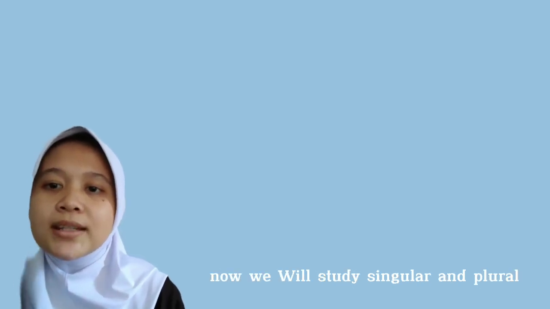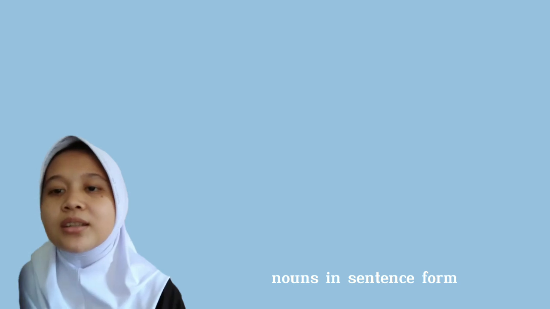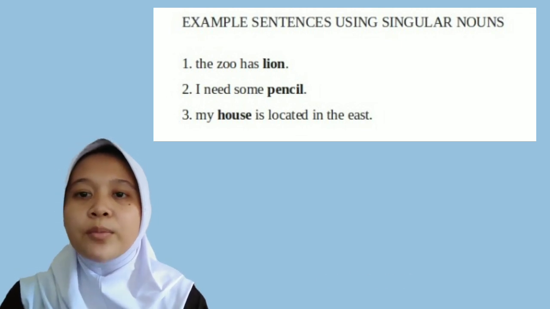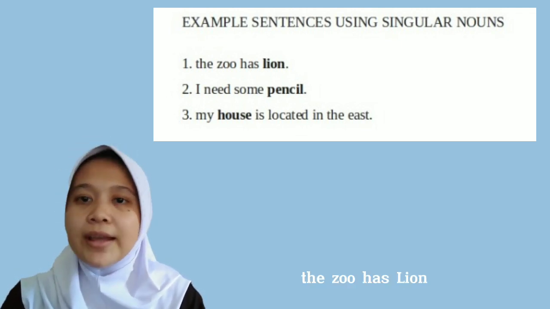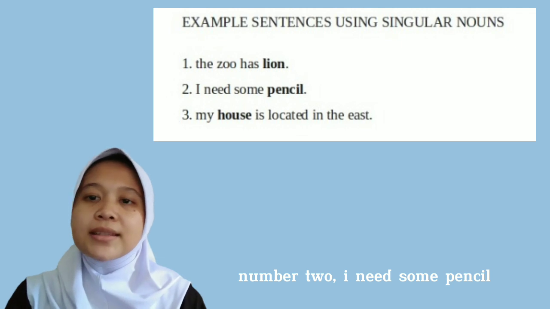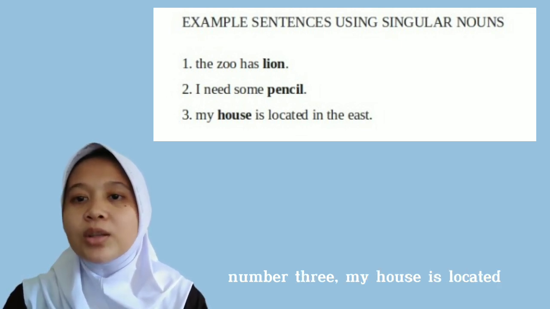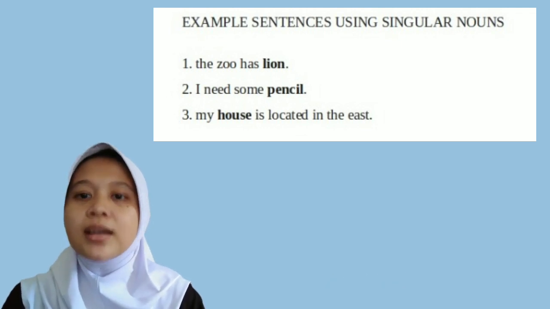Now we will study singular and plural nouns in sentence form. Example sentences using singular nouns. Number 1. The zoo has lion. Number 2. I need some pencil. Number 3. My house is located in the east.